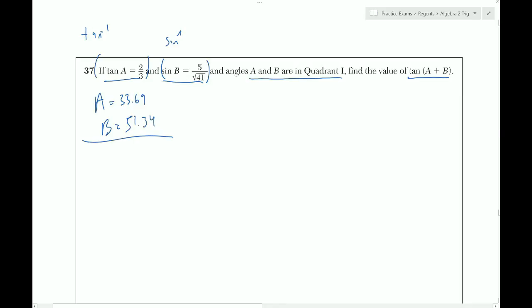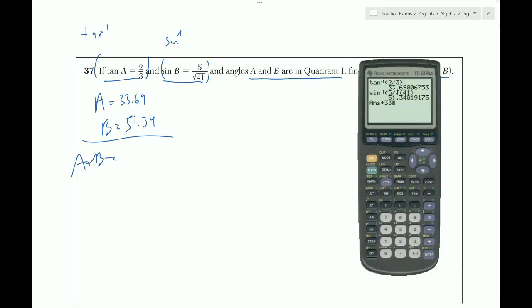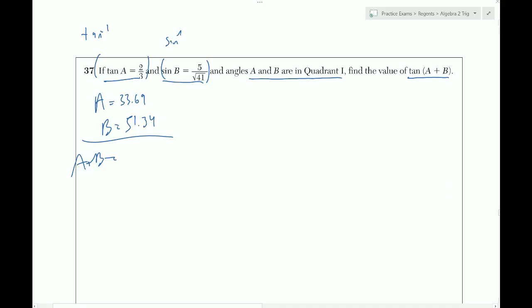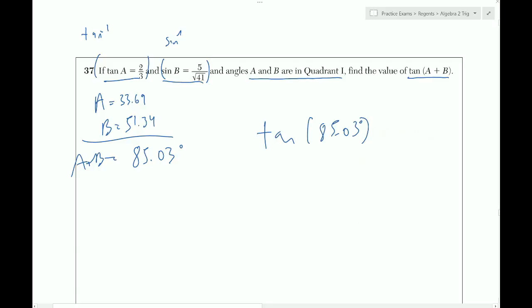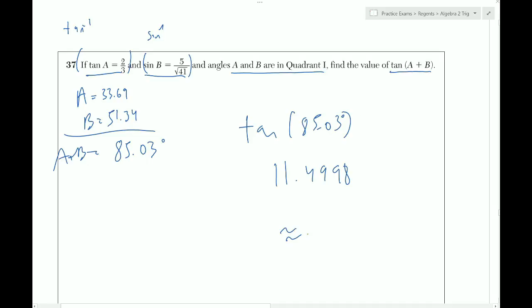Okay, so now I can add A and B. 33.69 plus whatever is there is 85.03. So it's very close to 85 degrees. And I want to do a tangent of that 85.03 degrees. And so I'll do tangent, second answer, equals 11.4998. So I can round this to 11.5, I guess, right? Or even 11.50 if I want to choose this as my pivot.